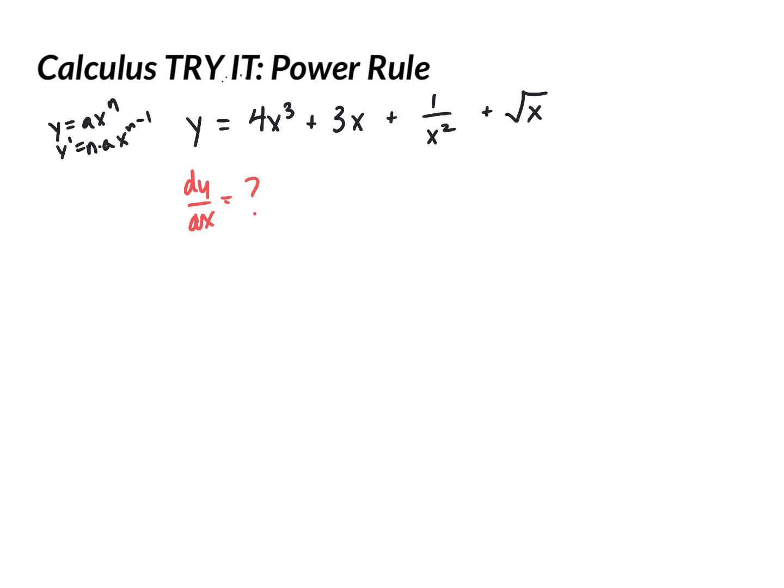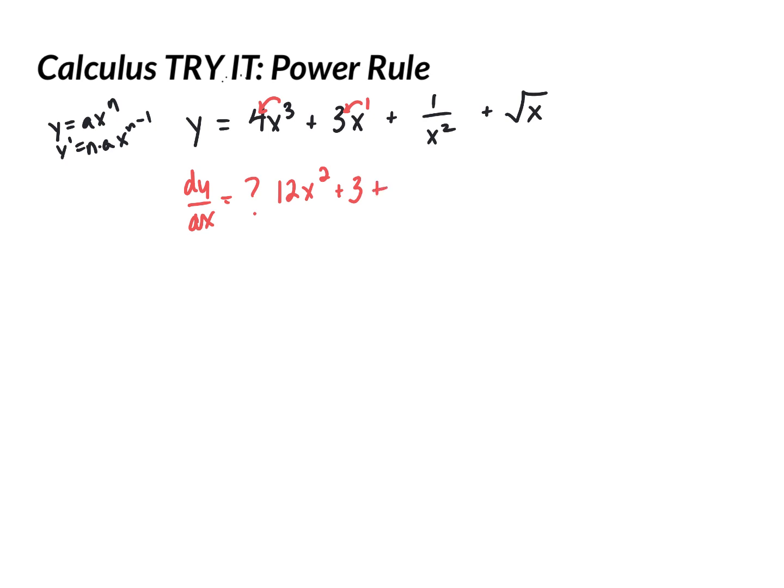You see, 4x cubed, we're going to bring the 3 down, so we've got 12, and drop the power by 1. Now here, anything like x to the first, well, 1 times 3 is just 3, and then x to the 0, anything to the 0 is 1, so we typically don't write it. So we're just going to leave that.